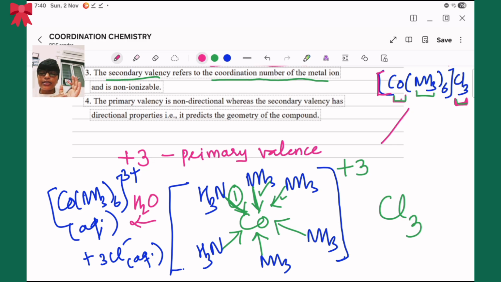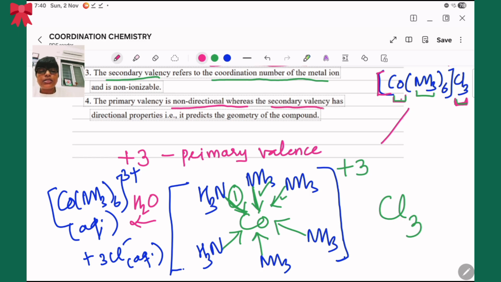You cannot say that it's on the x axis or y axis or z axis, or that it has some angle, some orientation. So do these primary valencies have any orientation in space? The answer is a big no. The primary valency is non-directional because it is just held by ionic bonds.